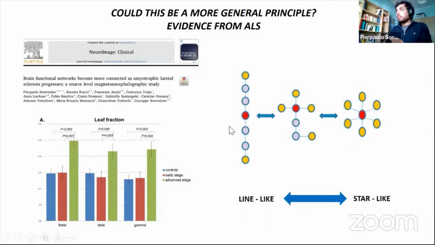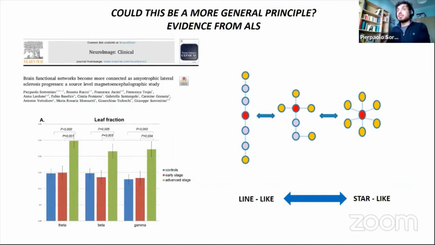We already knew from a previous work that in a different disease, amyotrophic lateral sclerosis, something along this line happens. Now what we're trying to do is move away from PD and see whether a certain relationship between a change in the dynamics holds for various disruptions of the network, very different in nature.